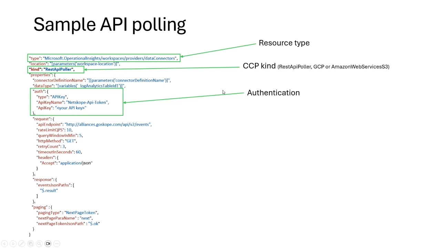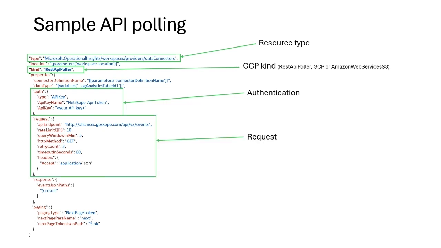Then we define here the authentication. So this is the authentication type API key. In this case, the name of the key itself is called Netskope API token. And then here you just put your API key. The authentication in this case would be configured just with this little JSON file.